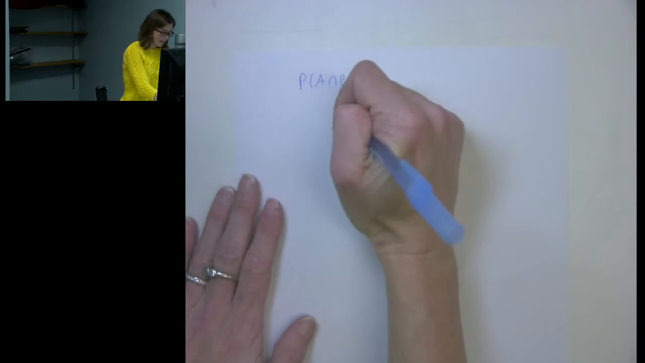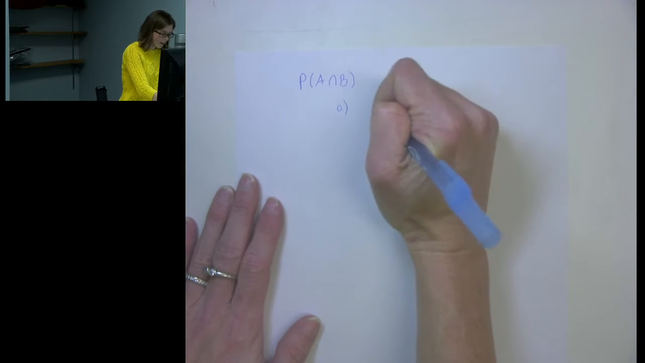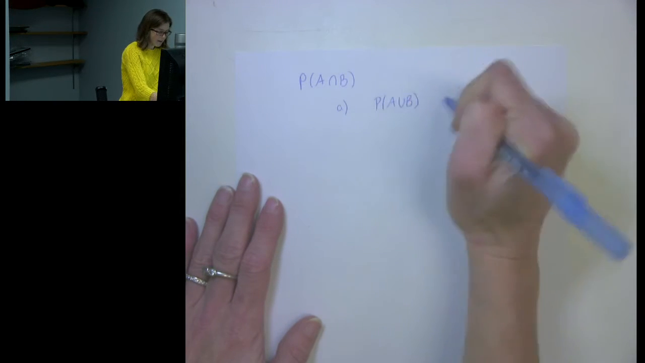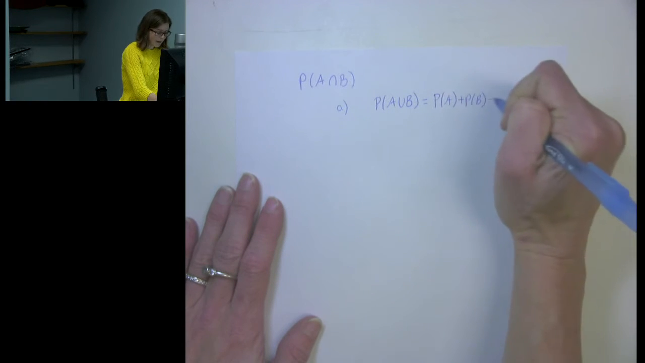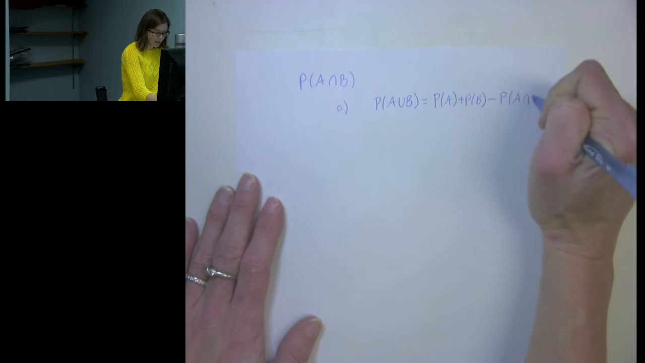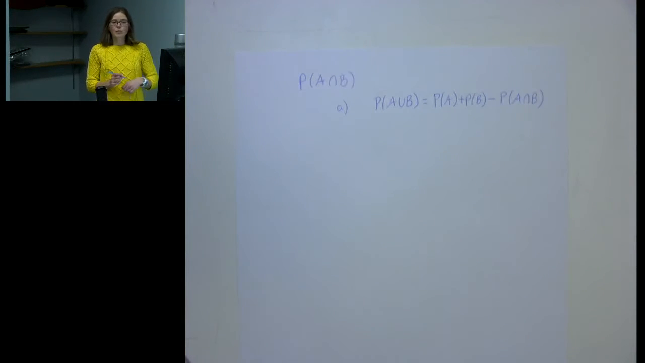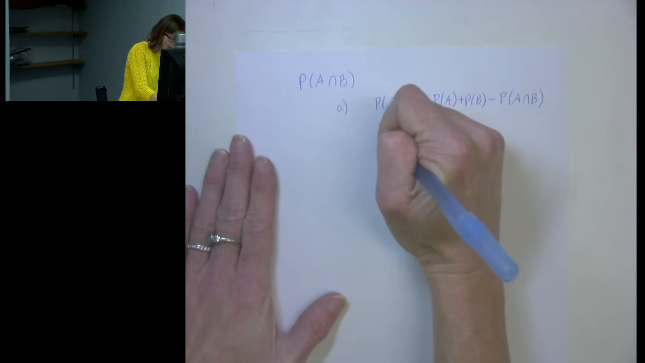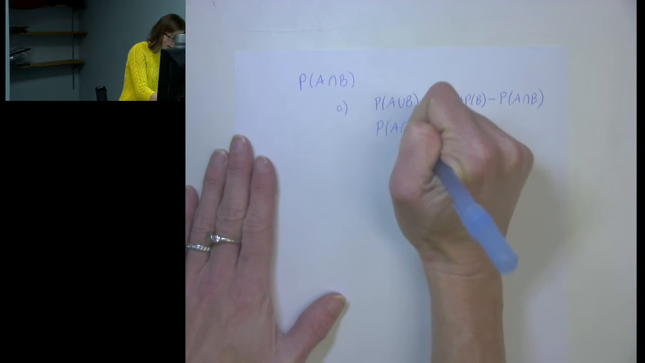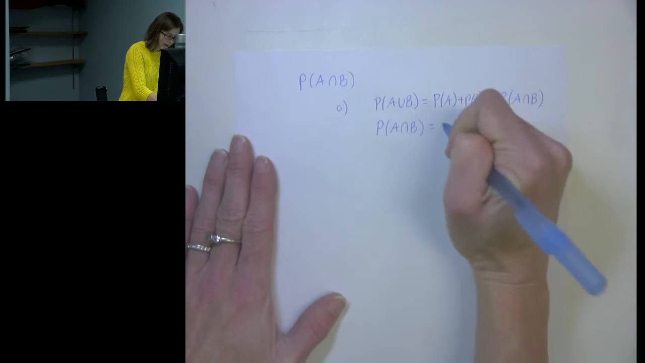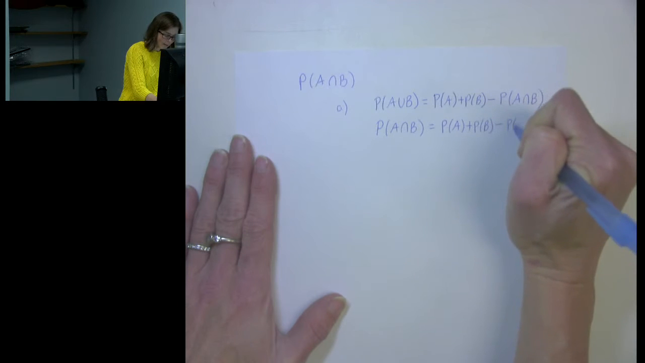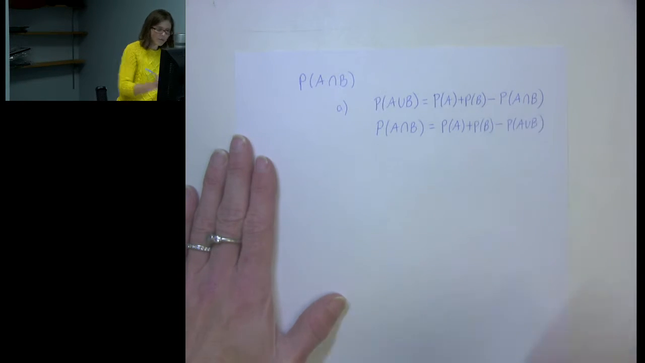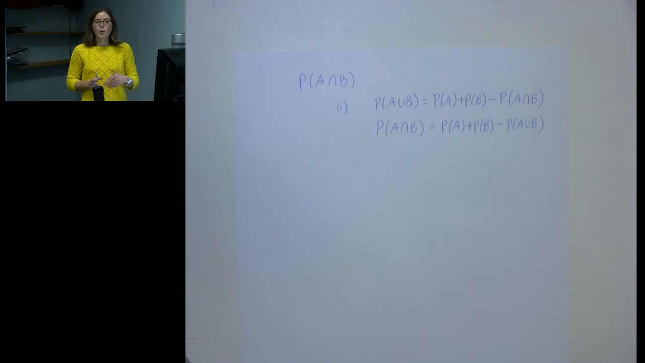The first way is that we know that the probability of A union B is equal to the probability of A plus the probability of B minus the probability of A intersect B. So we could rearrange this equation, use our algebra, and find the probability of A intersect B as the probability of A plus the probability of B minus the probability of A union B. So that's one approach we could use so far.